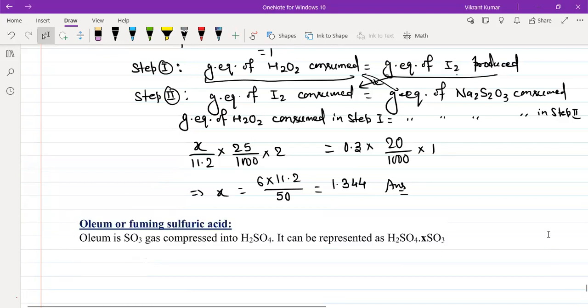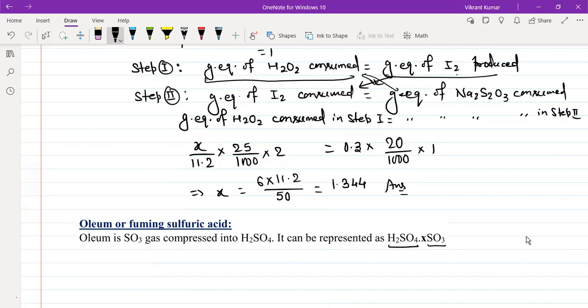In fact, in the market when this is sold, it is sold in the same terms. What is this oleum? Oleum is simply you have got SO3 which will be compressed in the H2SO4. Is it okay? SO3 compressed in H2SO4 as a whole is called oleum. Now in this oleum, we can also express it like H2SO4 dot XSO3.